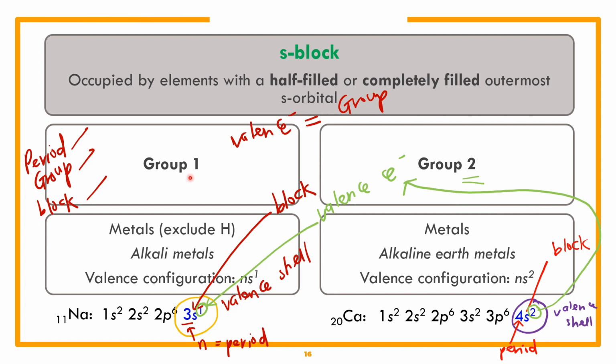So, for group 1 and group 2, in order to find the valence configuration, again you have to look at the end of the electronic configuration, find the highest principal quantum number, and that should be called the valence orbital or valence shell. By knowing the valence shell, you can find the period, the block, and also the valence electron. And by knowing the valence electron, this will help you identify the group as well.